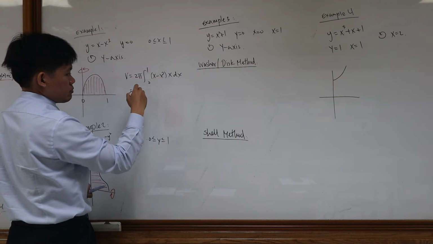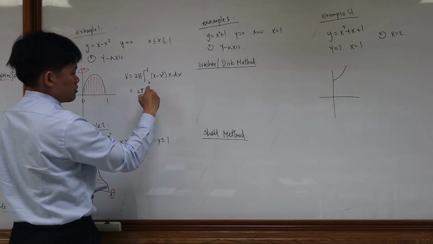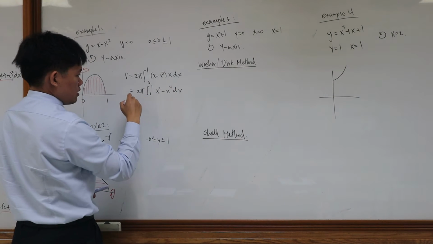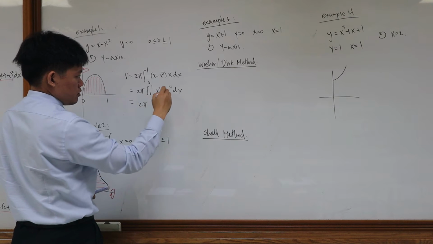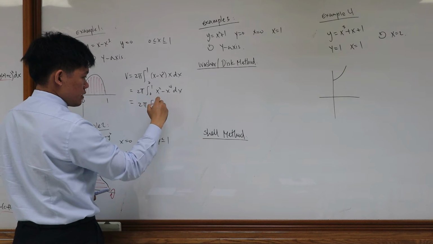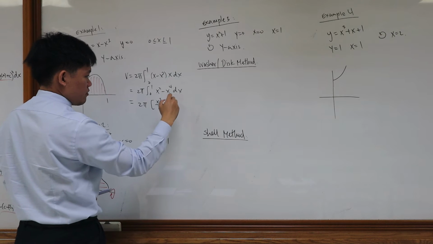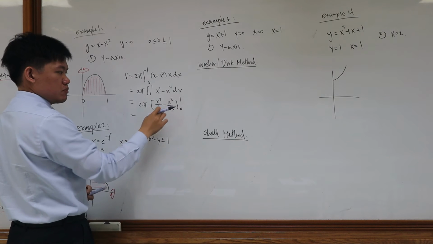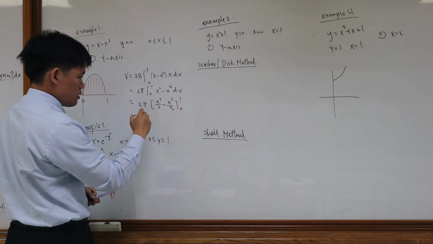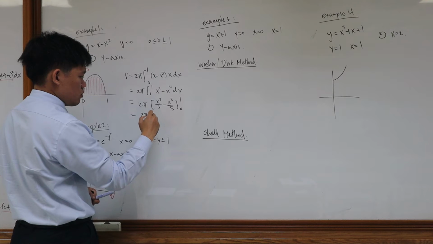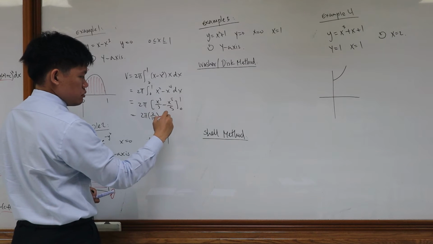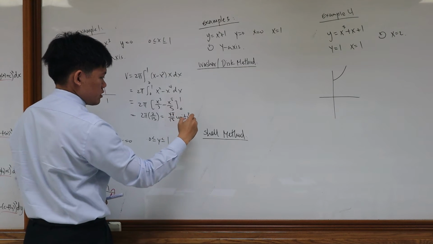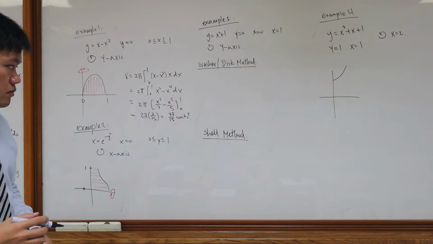Okay? So going through the process, you end up with 2 pi integral between 0 and 1, and you have x squared minus x to the power of 4 dx, and then equals 2 pi, and then you integrate that, you have x cubed divided by 3 minus x to the power of 5 divided by 5 between 0 and 1. So you put the numbers in, you have 1/3 minus 1/5, so you end up with 2 pi multiplied by 2 over 15, which equals 4 pi over 15 units cubed. Okay, that's going to be the volume for this question.